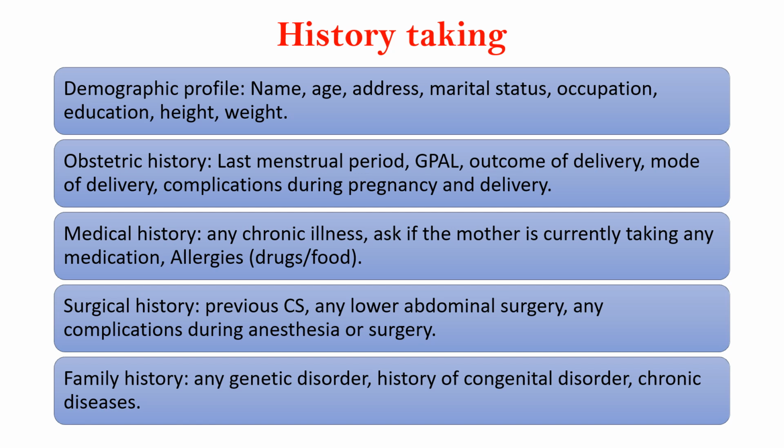Okay, number 5, family history, very important. Any genetic disorder, those kinds of things, so that we can rule out congenital anomalies. And history of congenital disorder, that also, if she is G2 or G3, we can always ask whether the previous child or baby is normal or not. And then chronic diseases, whether she has a family history of hypertension, BP, sorry, diabetes, those things we need to ask.